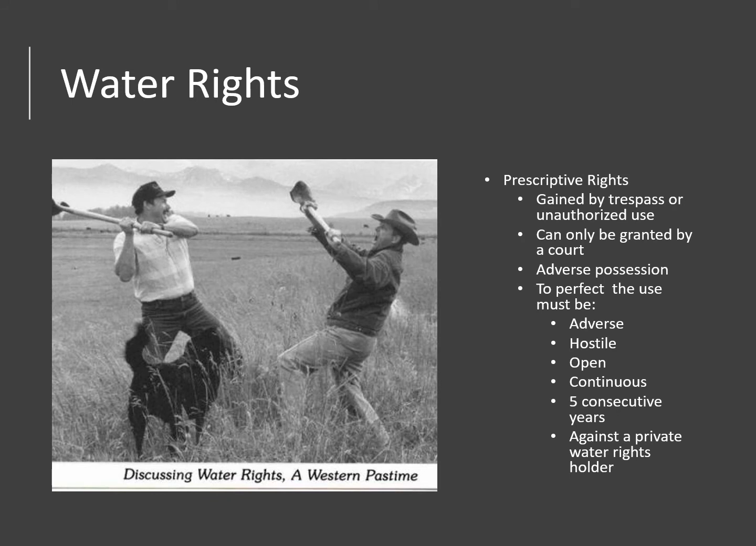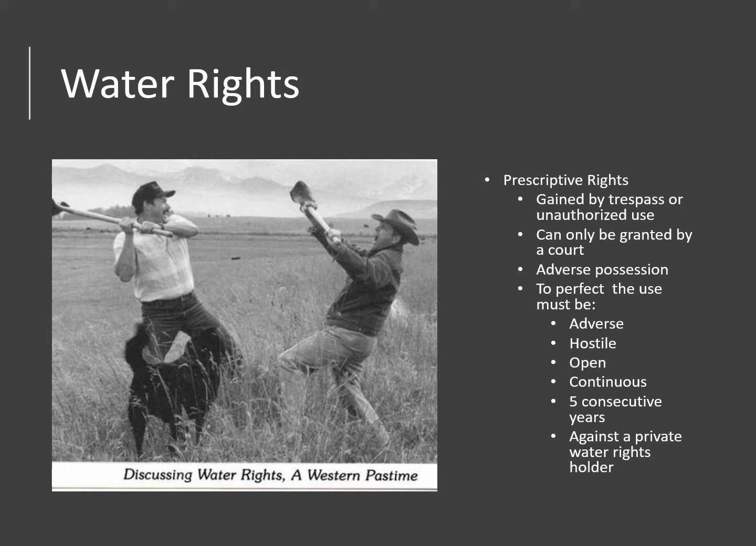Now there's prescriptive rights, which are the ones that it's a little bit harder for people to understand. They're gained basically illegally. If you trespass on someone's property and you use water without their permission, you are now looking at perfecting what's called perfecting a prescriptive right. But it can only be granted by a court. And you have to have a concept called adverse possession. So to make it work, you have to meet all of the following criteria.